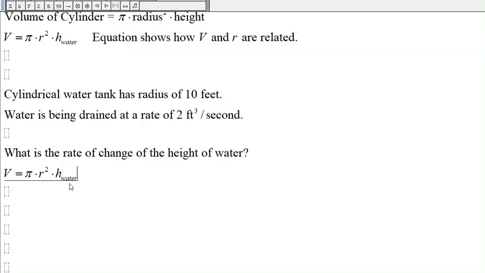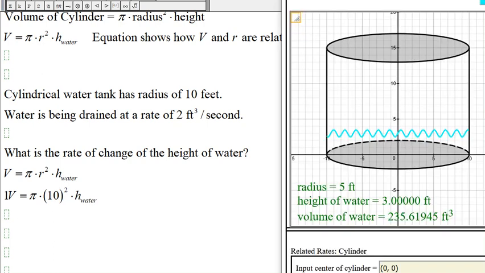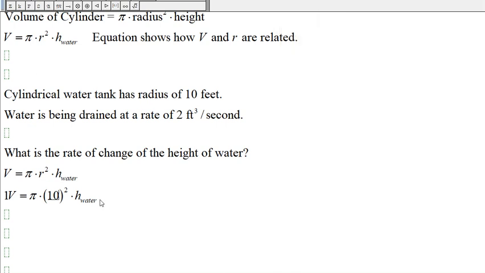And so we have this formula right here, V equals pi r squared h. We're given that the radius of the cylinder, or the radius of the water, is the same. So the radius of the cylinder is 10, and the radius for the water is also from here to here, which is 10. And so we get 100 pi, and then times the height of the water.